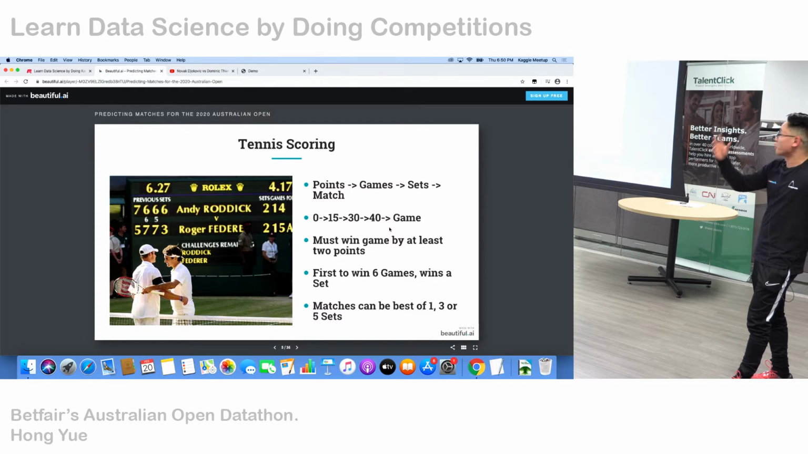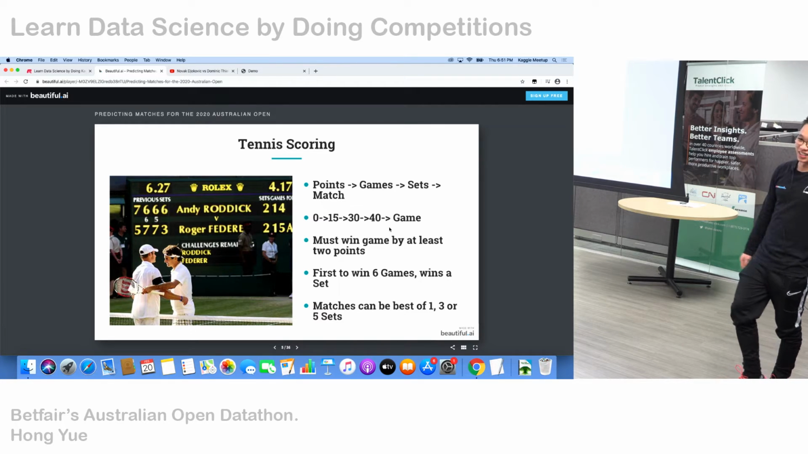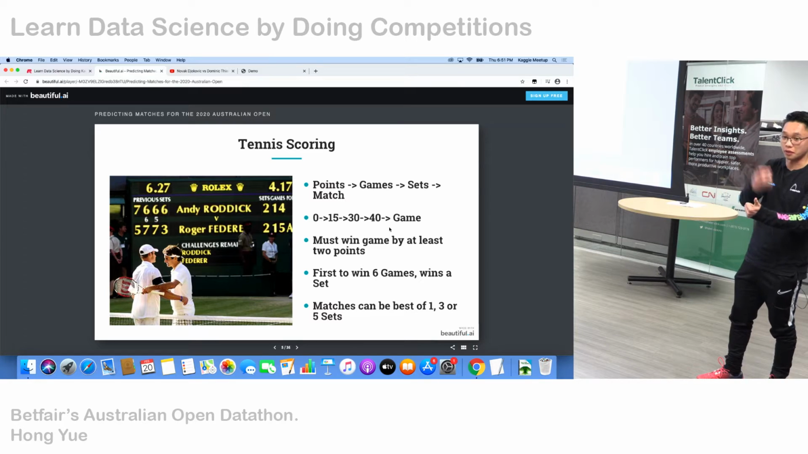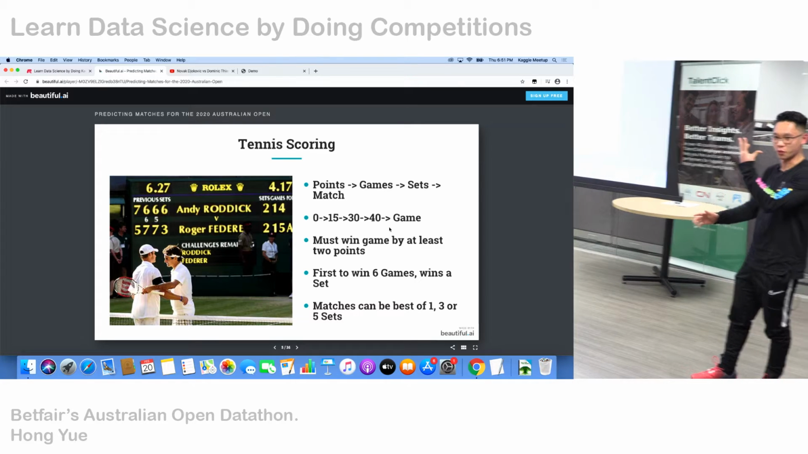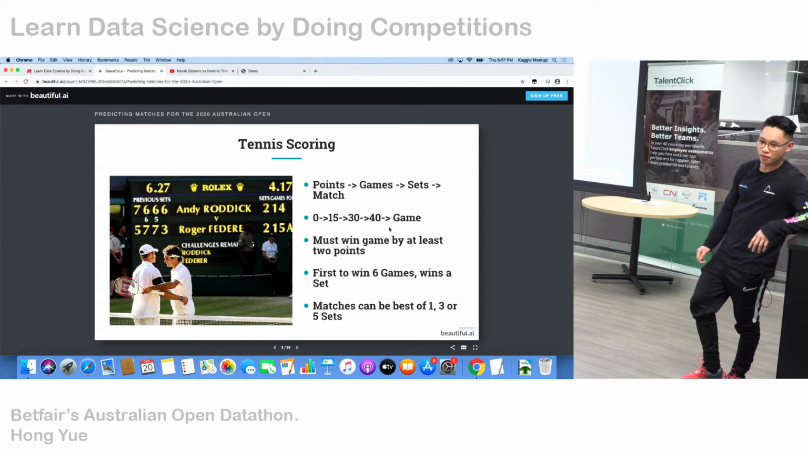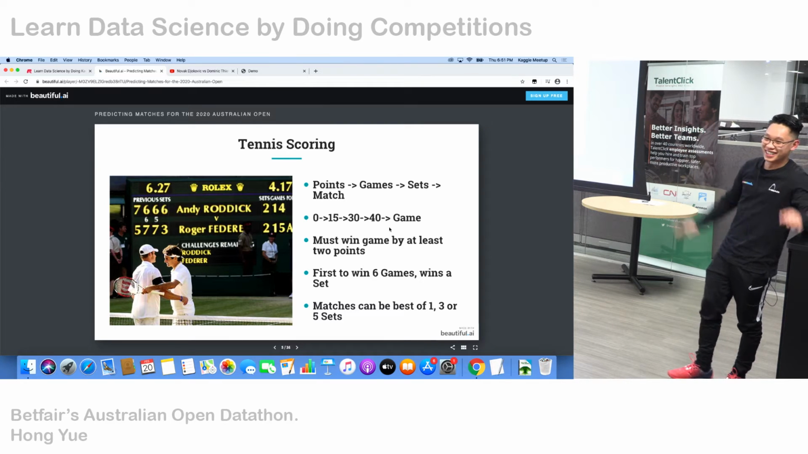Yes, so if you both start at 0 all, they call it love all. If you win 1 point, you go to 15. If you win 2 points, you go to 30. That's why I said we need to get this. Yeah, so the way that they count points goes from love, 15, 30, 40. So that's like 4 points. Okay, so you must win by at least 2 points, not by 2 in the numbers, the score. Yeah, okay, whatever. I don't understand it either.